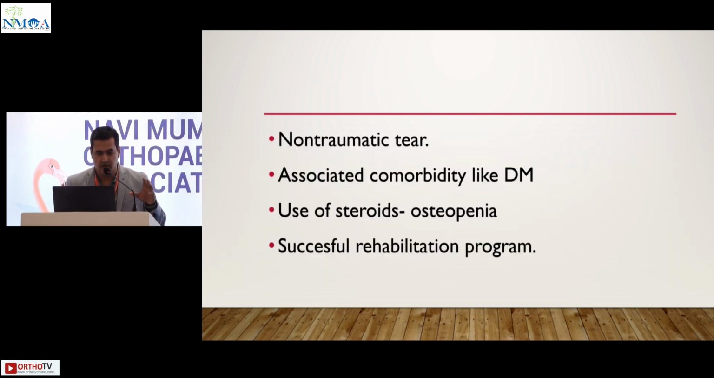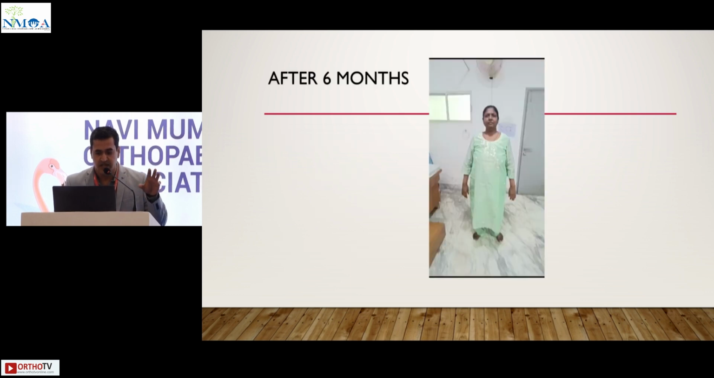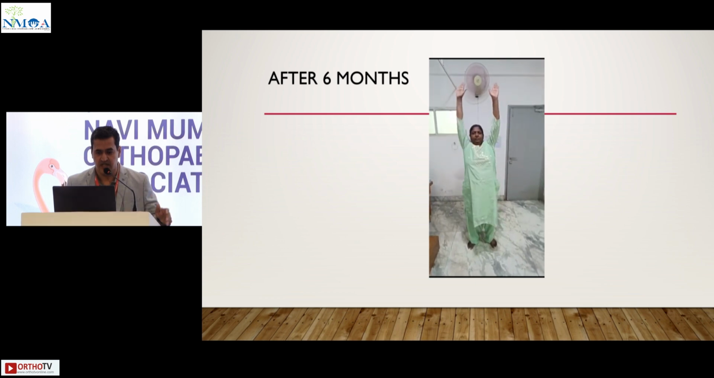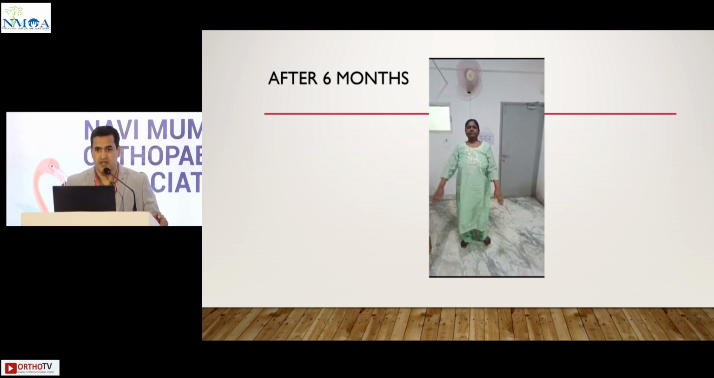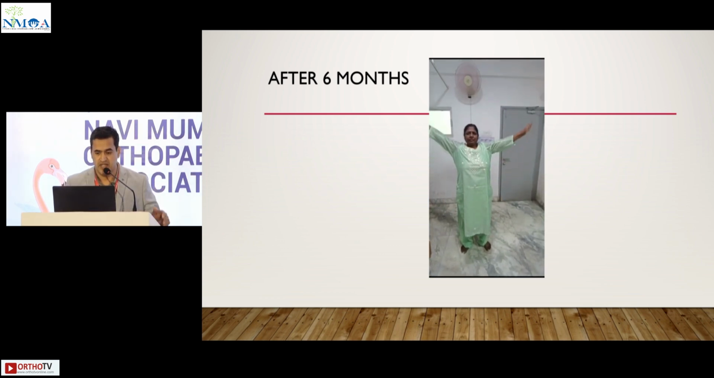Now, a few points to remember. This is a non-traumatic tear. There are associated comorbidities like diabetes and use of steroids, and in these cases a successful rehabilitation program always works, because the confounding factors here are diabetes and osteopenia. If you treat these two enemies, she will have a good outcome. So she is after 6 months with full range of motion, but still evolving to regain her power in the rotator cuff.